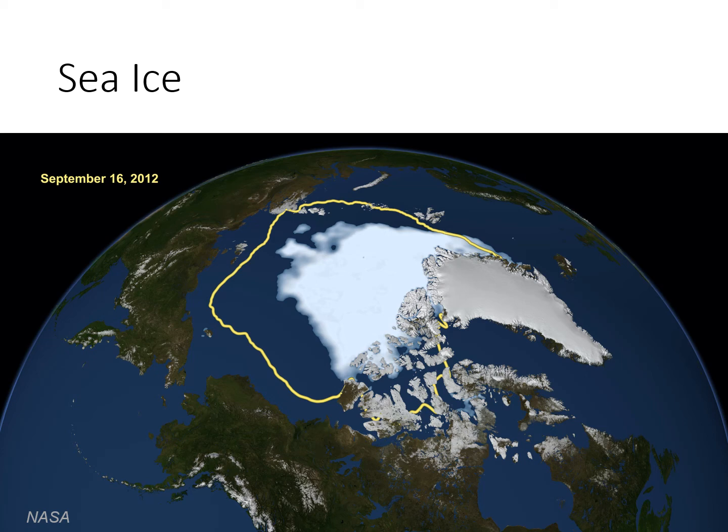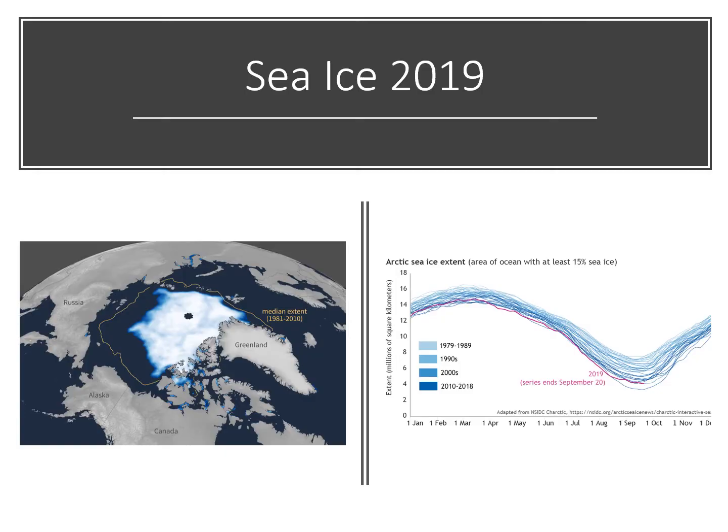One consequence that is already occurring is the loss of sea ice. The lowest aerial extent of sea ice occurred in 2012. The yellow line shows the average minimum extent from 1981 to 2010, whereas this shows the ice extent for 2012.